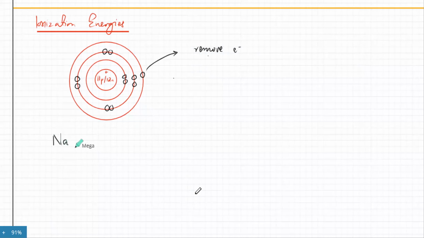They ask you to write equations a lot. Almost every paper asks you for an ionization energy equation. So if I try to remove one electron from sodium, the outermost one, it would become sodium plus 1 gaseous, and 1 electron would be lost. Now this equation represents that energy is needed for that. Remember, ionization energies are always endothermic.